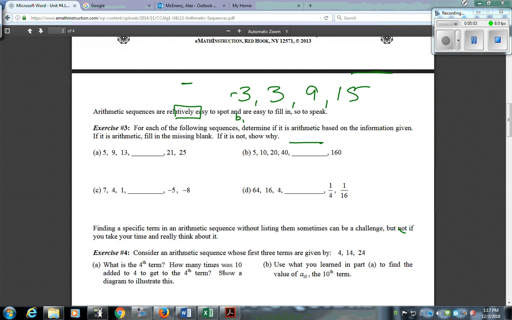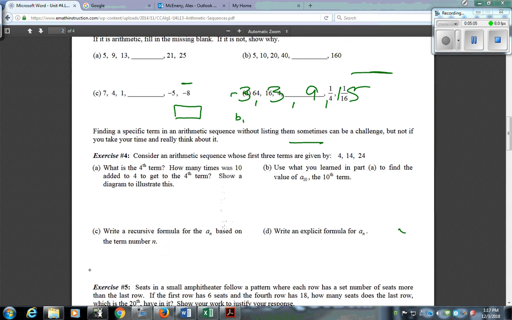Now, the last one we're going to look at is exercise 4. We got a sequence, and they gave us the first three terms. They say the first three terms are 4, 14, and 24. So they're kind of helping us develop a formula for this. The fourth term is going to be 34.